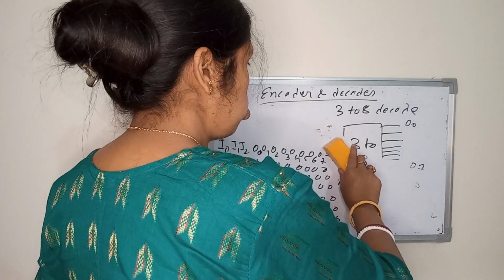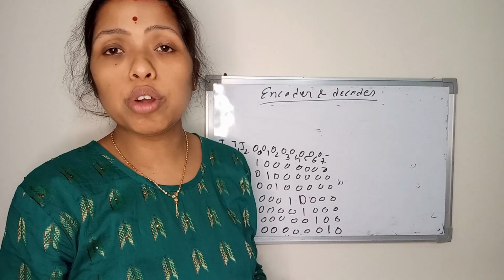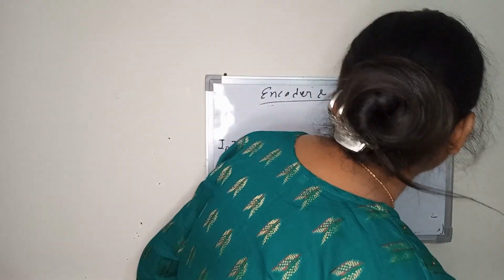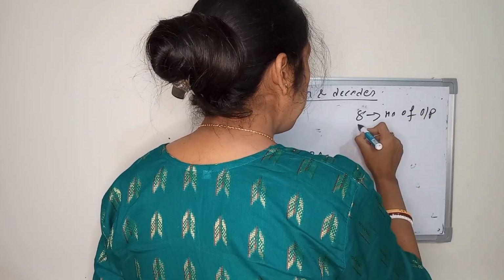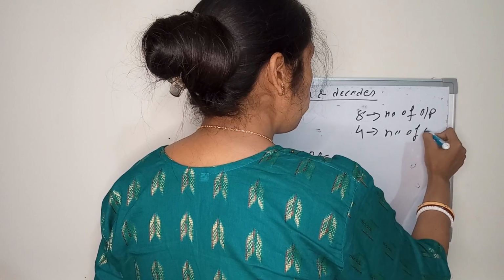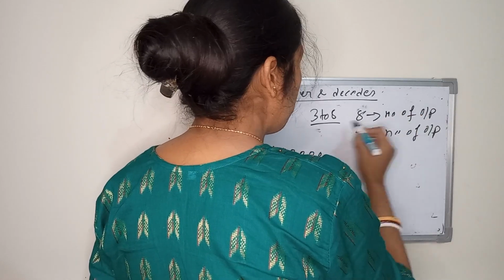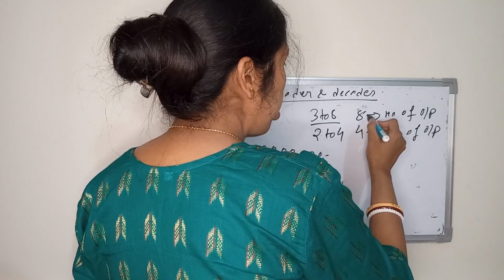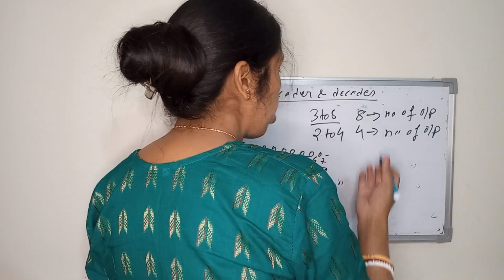In a 3 to 8 decoder, how many input lines are there? 3 input lines and 8 output lines. In case of the 2 to 4 decoder, you have 4 outputs. So you want to get 8 outputs from the 4 outputs, right? So how can you understand that?